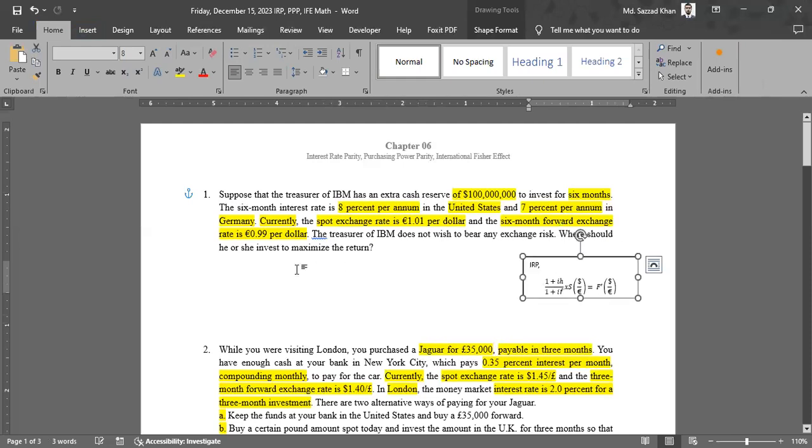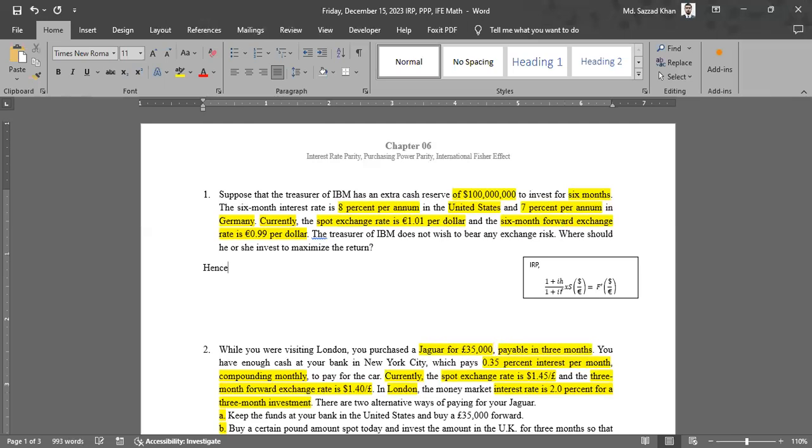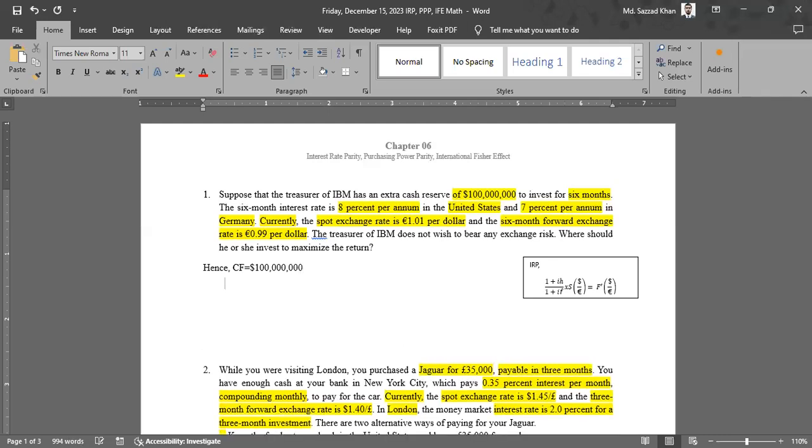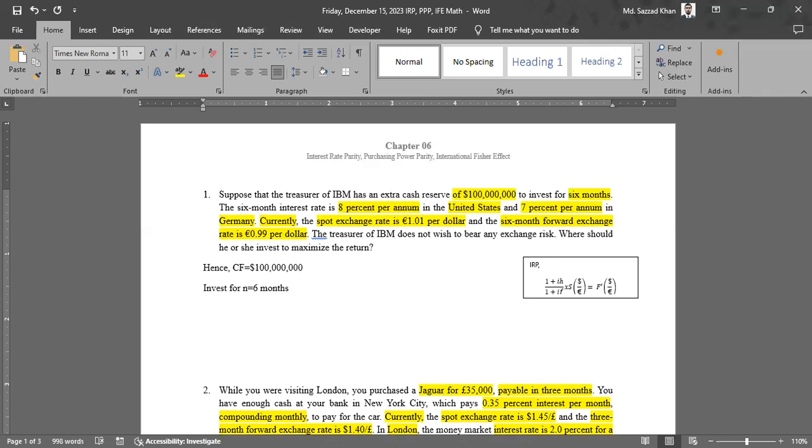Put it in here. Let us do the math. Okay. Hence, what is given? I have a cash of 100 million. So what I'm going to do, invest for 6 months. Invest for n equals 6 months. Okay. Then what do you have?